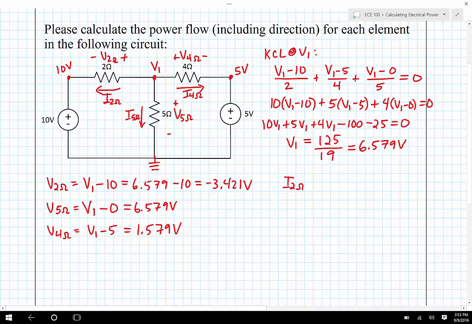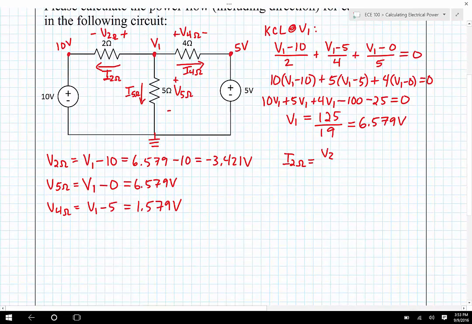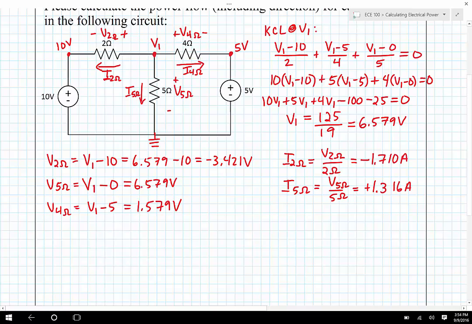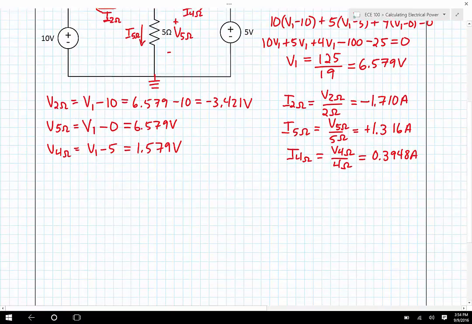So I sub 2 ohms, well, that's going to be V sub 2 ohms divided by 2 ohms. And that's going to be negative 1.710 amps. I sub 5 ohms, that's V sub 5 ohms divided by 5 ohms, which is positive 1.316 amps. And then I sub 4 ohms, this is V sub 4 ohms divided by 4 ohms, which is 0.3948 amps. Probably carried too many significant figures there, but I'll trim them at the end.